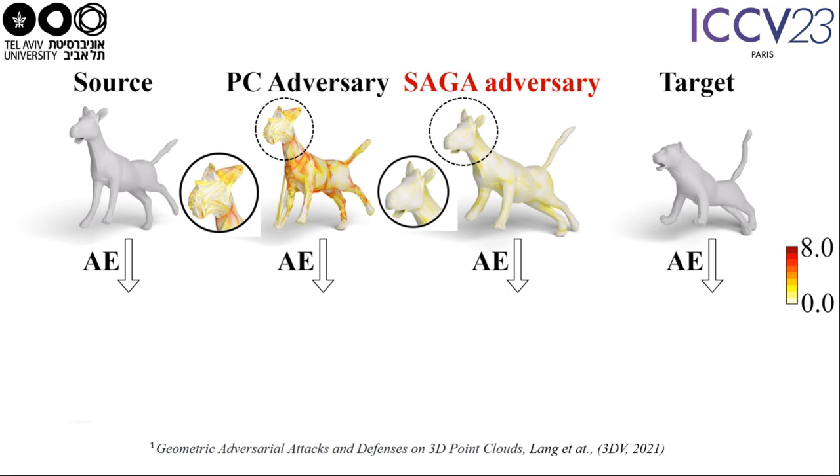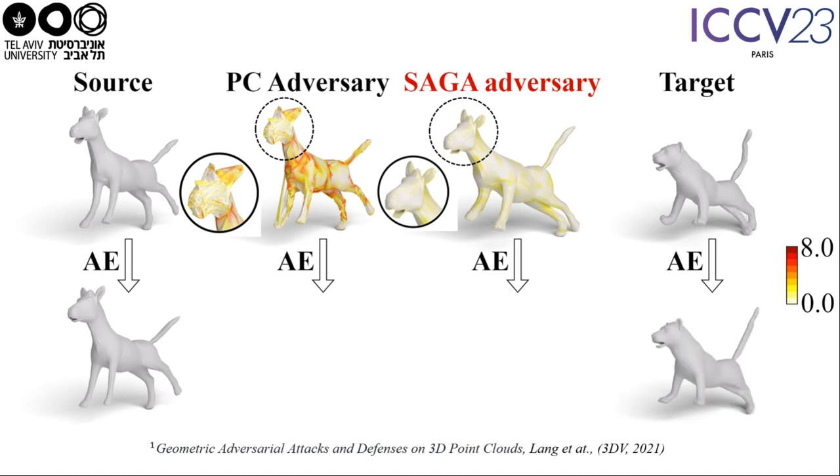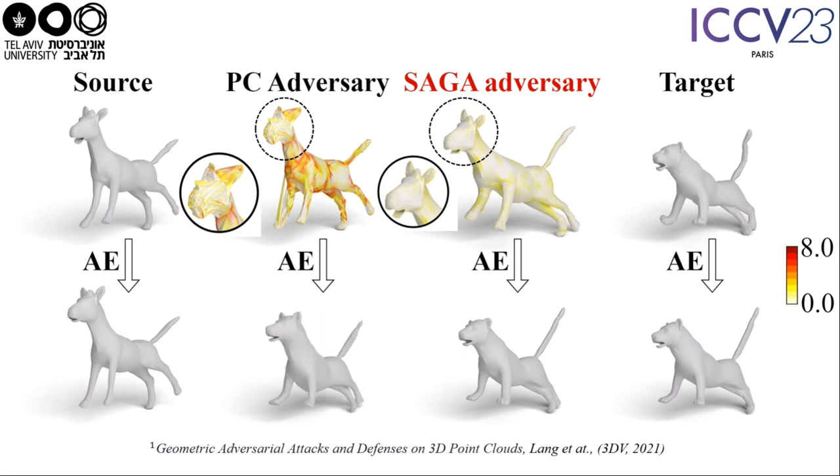The bottom row shows the reconstructions of the shapes by the autoencoder. The clean source and target meshes were accurately reconstructed. SAGA's adversarial horse misleads the autoencoder to reconstruct the target shape of a leopard. The point cloud attack's reconstructed shape was also altered. However, it lacks the fine-grained details of the target mesh.